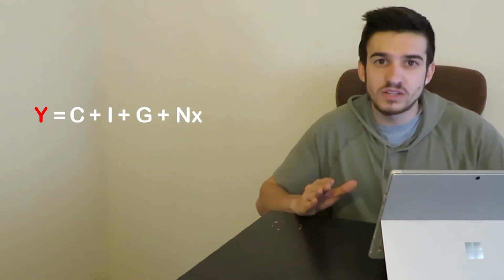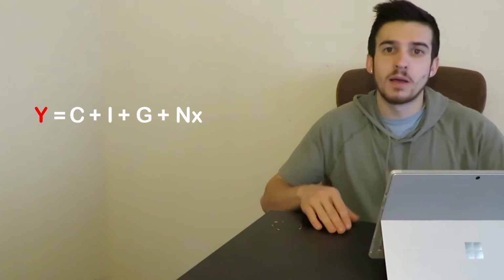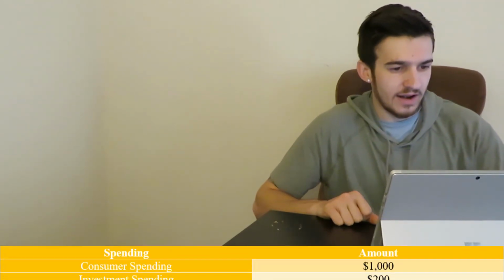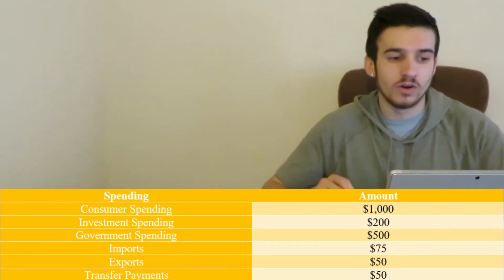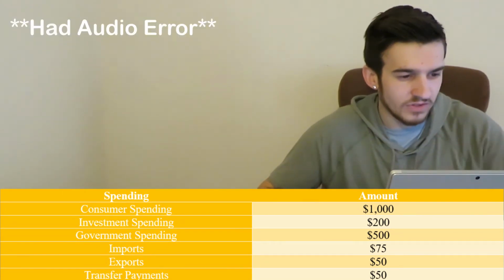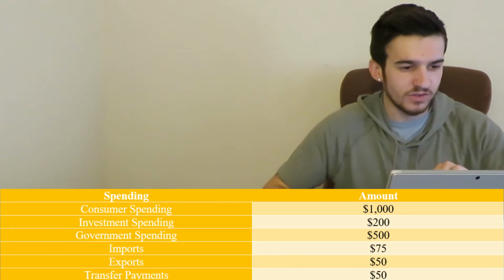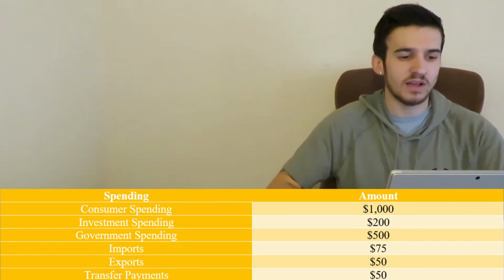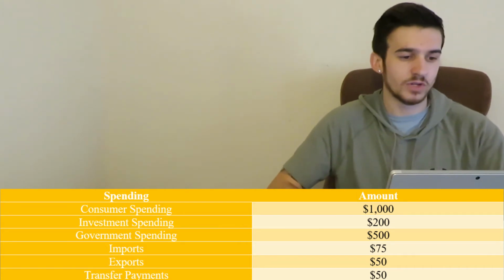So consumer expenditures plus investment plus government expenditures plus net exports will give us a nation's gross domestic product. So to calculate GDP using the expenditure approach, all we have to do is identify those factors and add all of them up. So let's take a look at an example. In our table here, we see that we have $1,000 of consumer spending, $200 in investment spending, $500 in government spending, $75 in imports, $50 in exports, and $50 in transfer payments.